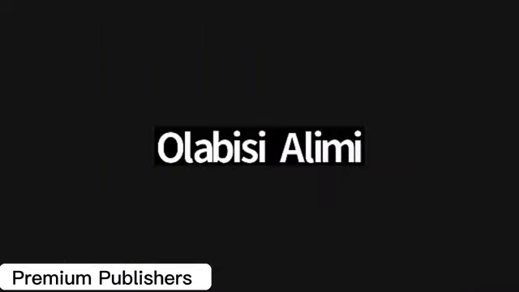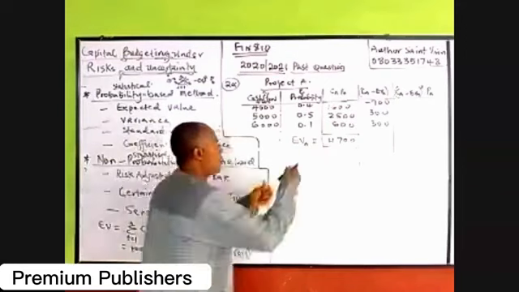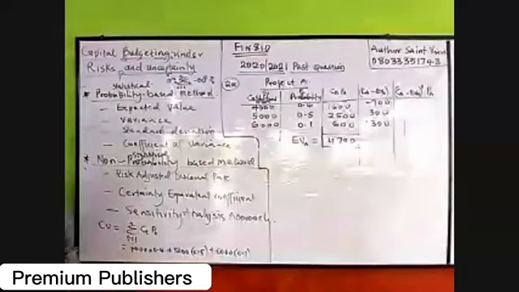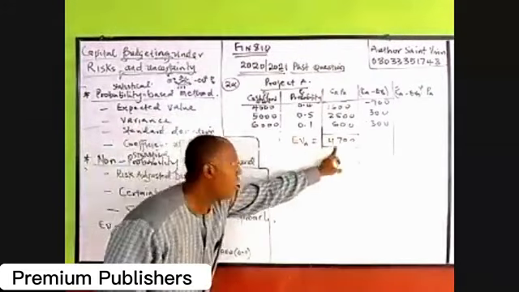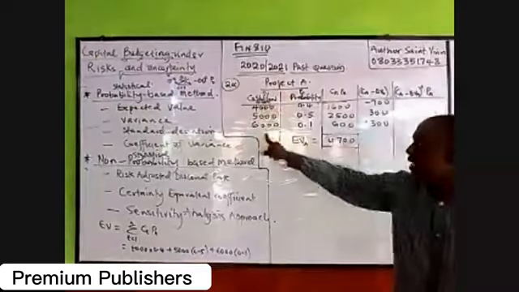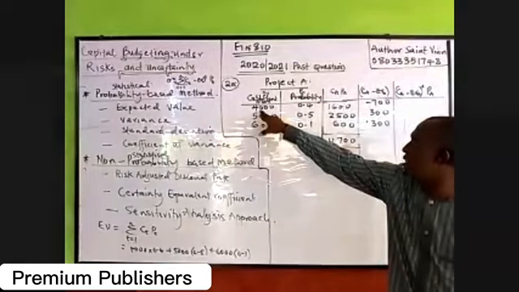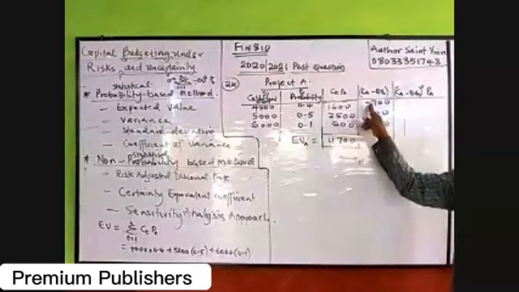Sir, it's not clear. Which one is not clear? Is it the expected value that is not clear? Or how you got the last table, minus 700, 300? Oh yes, now this is C_A, the cash flow for project A. The first one is 4,000, 4,000 minus 4,700.